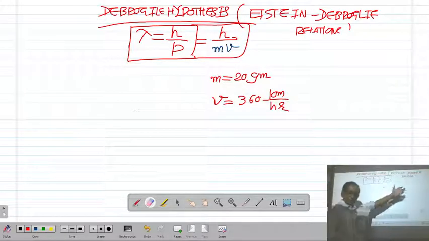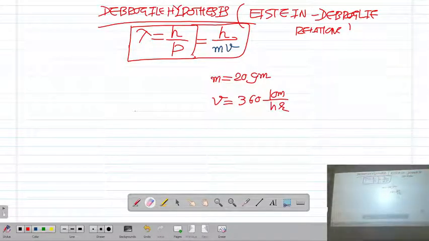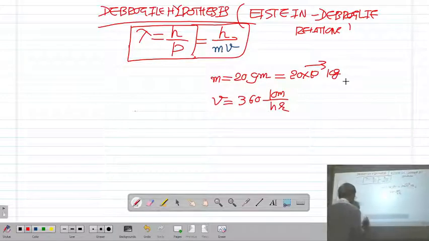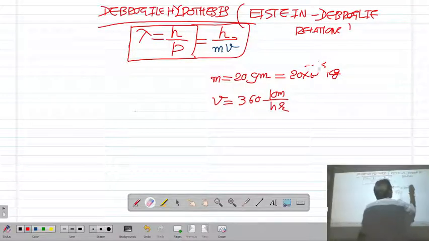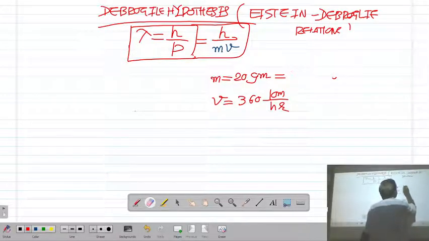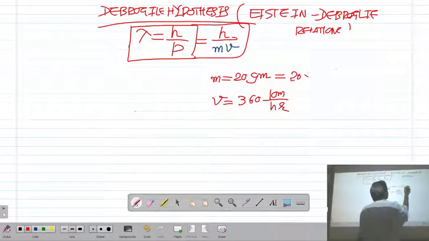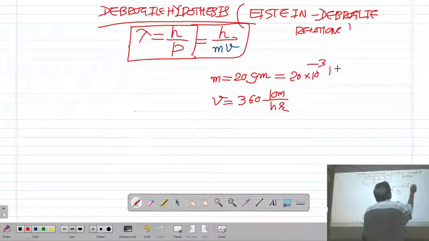Now we are given the mass of the bullet is 20 gram. So I convert it into kilogram. So the mass of the bullet m is 20 into 10 raised to minus 3 kilogram.